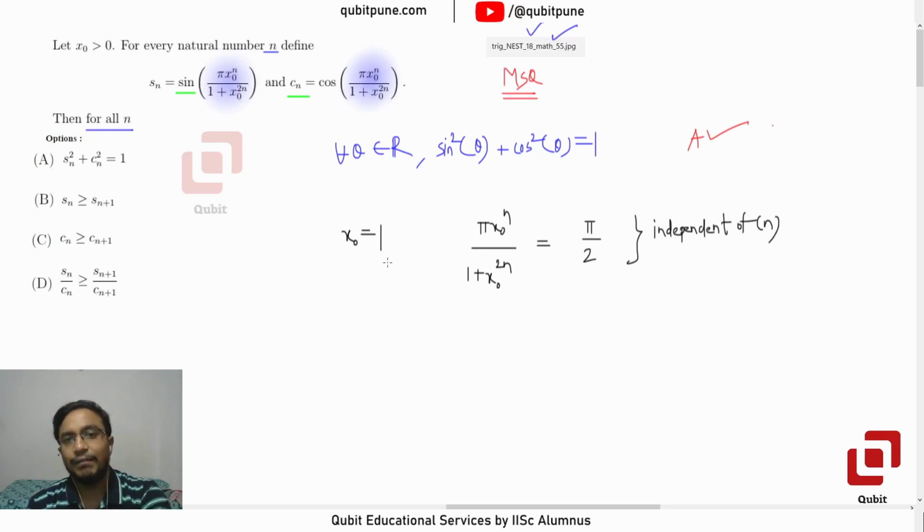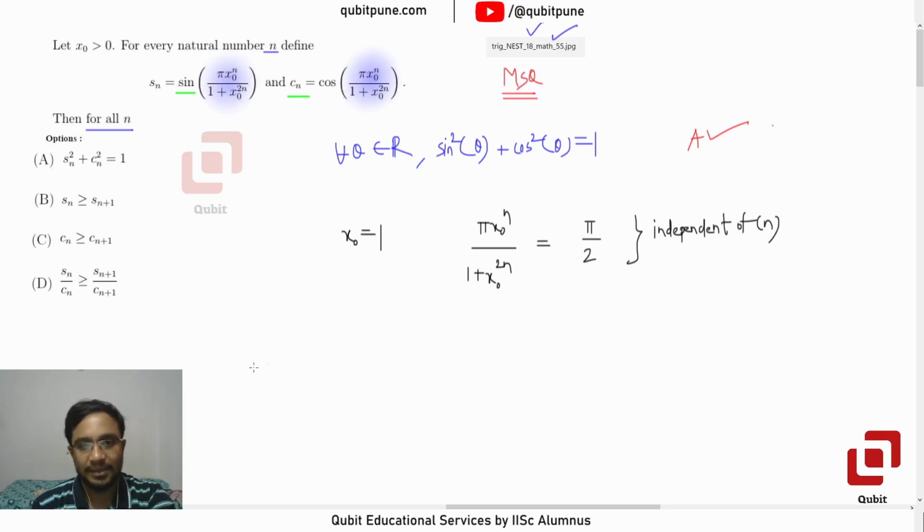So the trivial case of x0 equal to 1 is not going to be of much use as far as deciding options B, C and D is concerned, because all of them are slack inequalities. Basically, they don't say less than or greater than, but less than or equal to, or greater than or equal to. The case D here, where Cn is 0 if x0 is equal to pi by 2, is of some concern to us, but let's keep that aside for the time being, and let's focus on other values of x0.